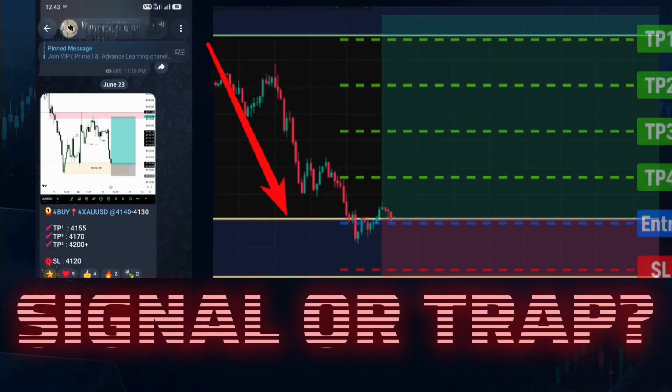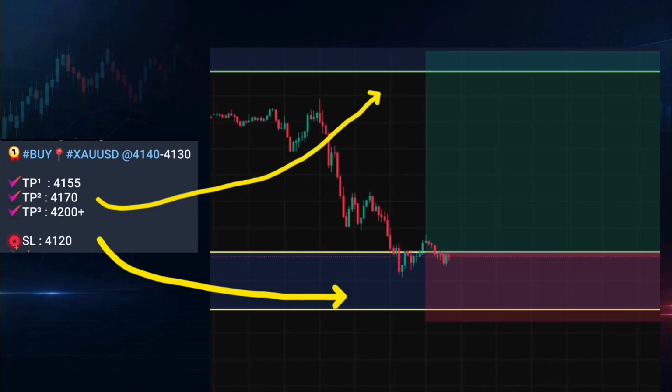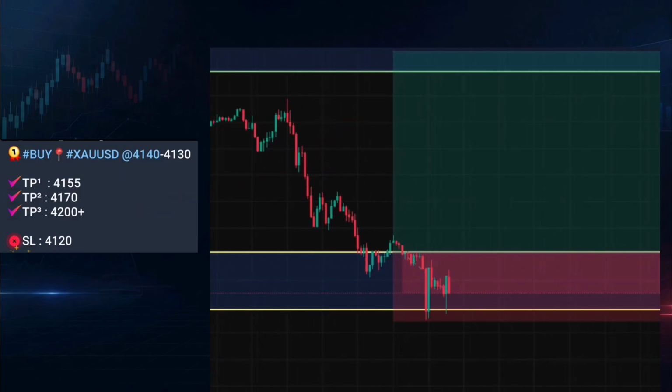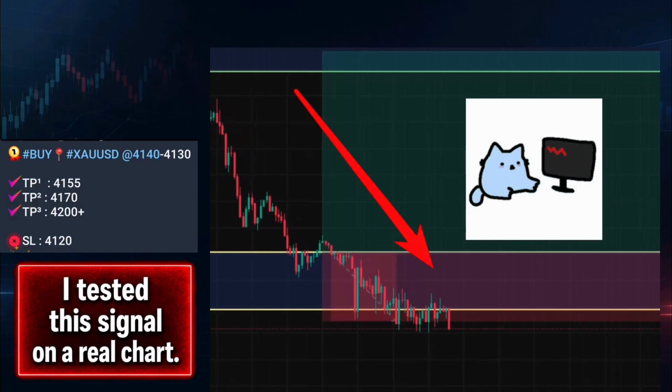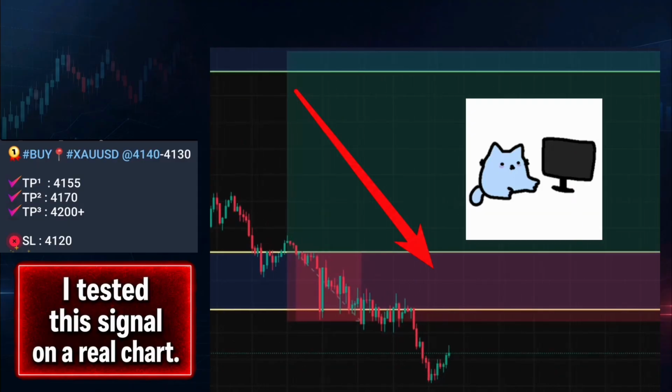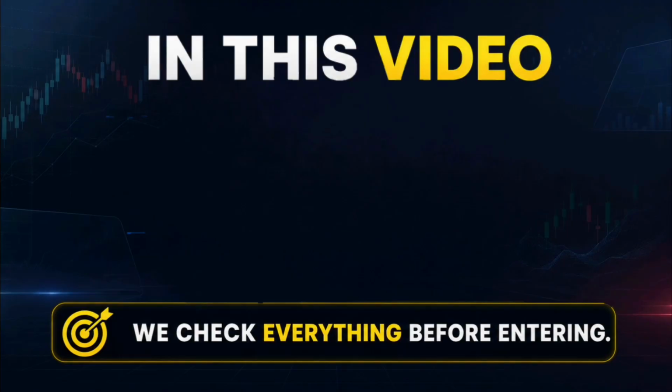At first glance, this signal looks really clean. Clear entry, clear stop loss, attractive targets. But when I put this same signal on a real chart, a very important problem revealed itself. A problem that many traders don't even notice before entering. In this video, I will analyze this signal step by step.